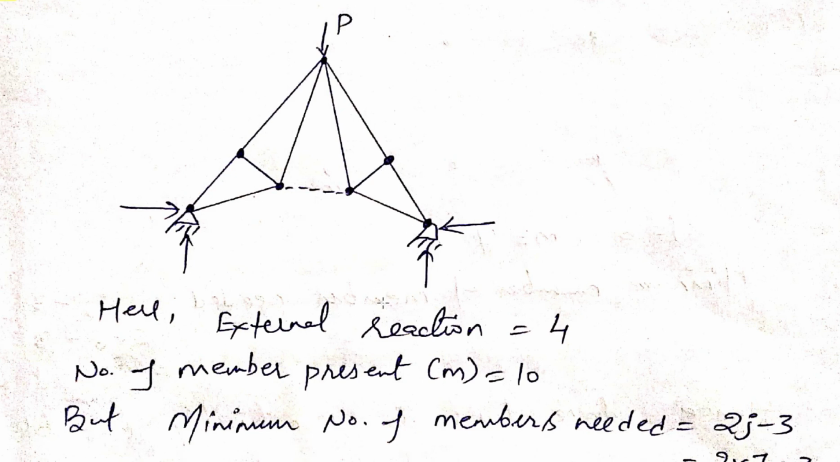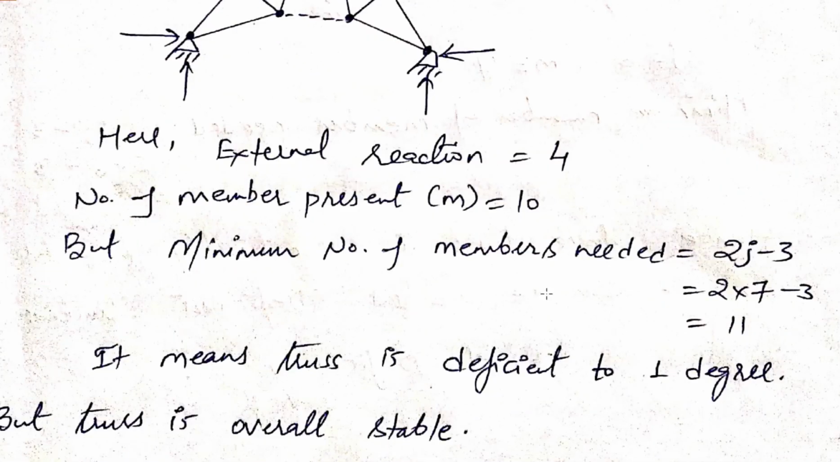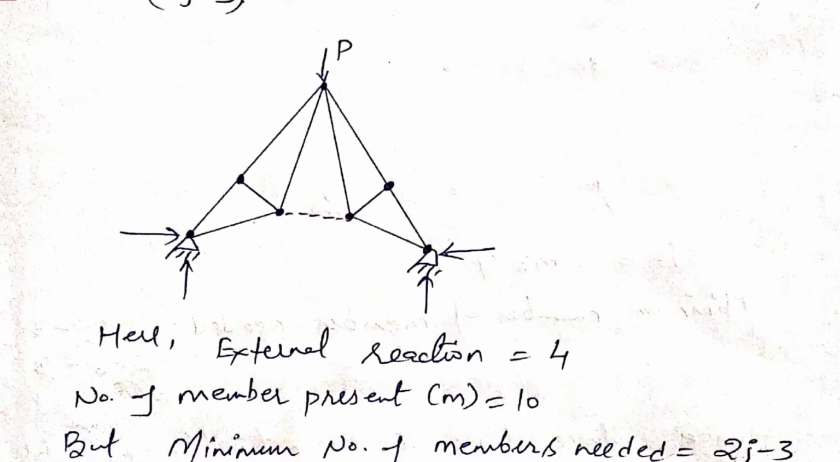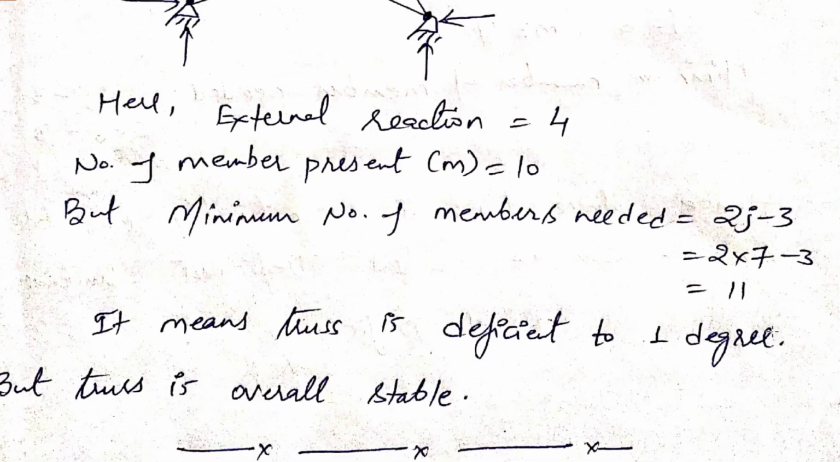The number of present members is 10, but the minimum number of members needed is 2j minus 3. The number of joints is 7 here; you can count again: 1 2 3 4 5 6 7. So 2j is 14, minus 3 is 11. So the number of members needed is 11, and the number of present members is 10.